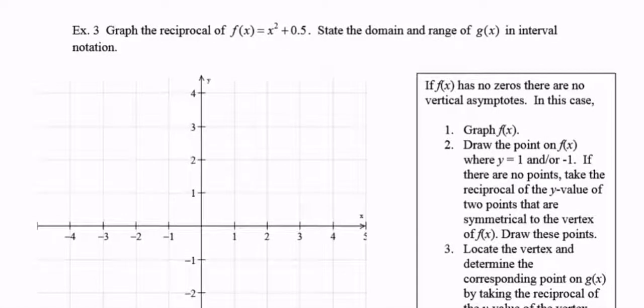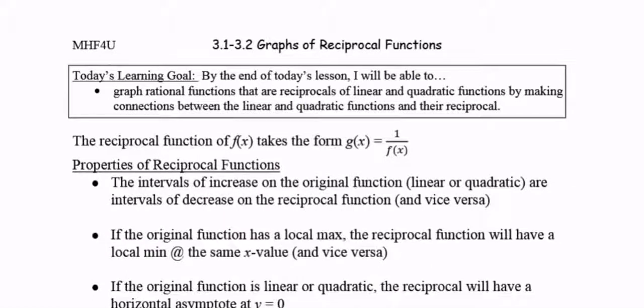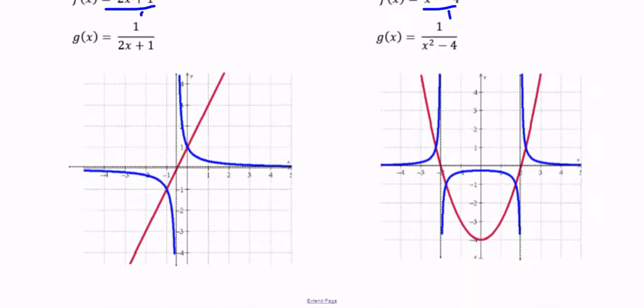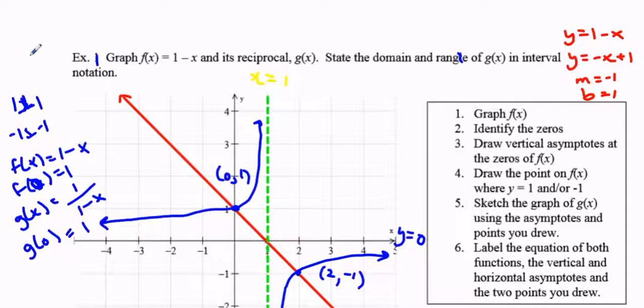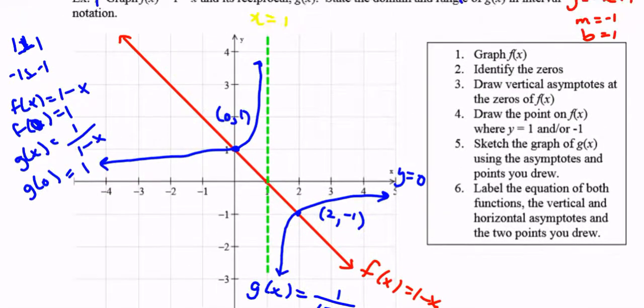Example 3 says, graph the reciprocal of x squared plus 0.5. State the domain and range. Oh, you know what? I didn't go back and state the domain and ranges of any of these, did I? Let me just see. Did I ask for it in the very first one? Let's have a quick look at this one. So what is the domain and range of the reciprocal function for the very first one we did?